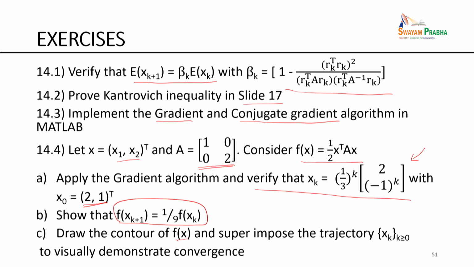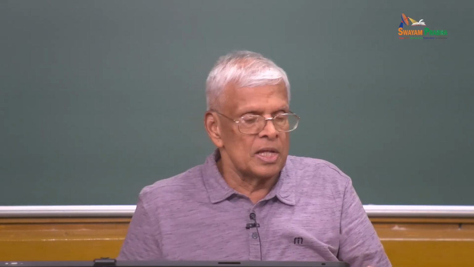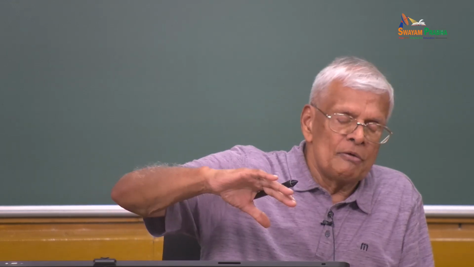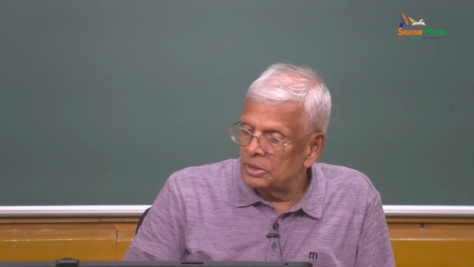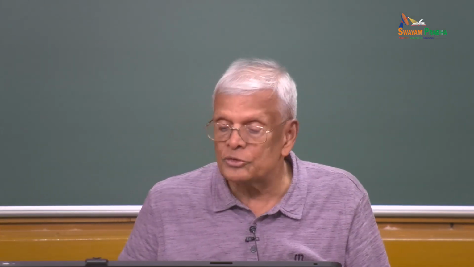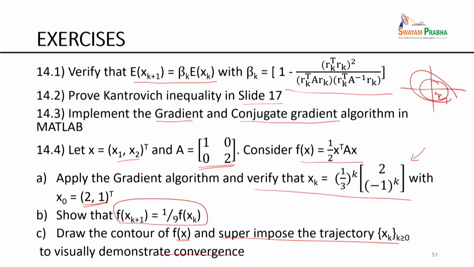Draw the contours of f of x and superimpose the trajectory. That means you have to draw the contours and then superimpose the trajectory x k along them to visually demonstrate the convergence. That means, show the starting point, the contours, and how the function approaches the minimum in the case of the gradient algorithm, and also redo it in the case of the conjugate gradient algorithm to graphically display it.